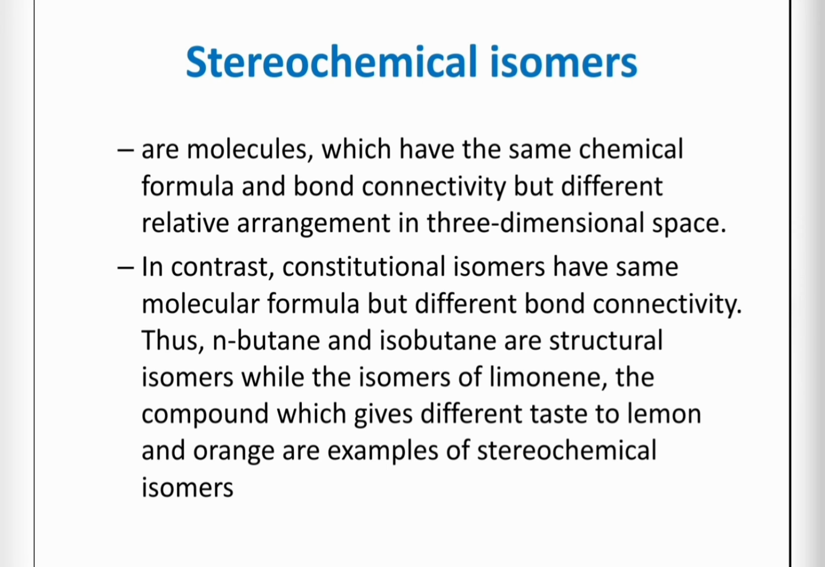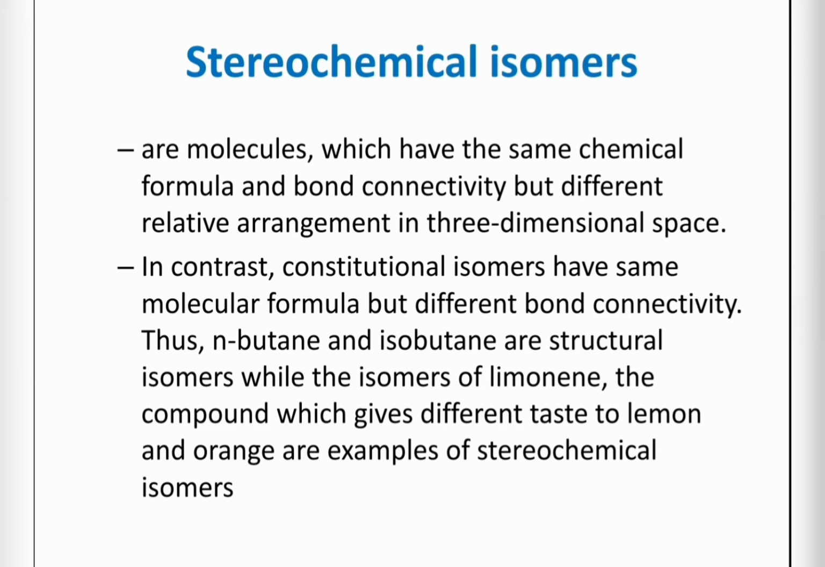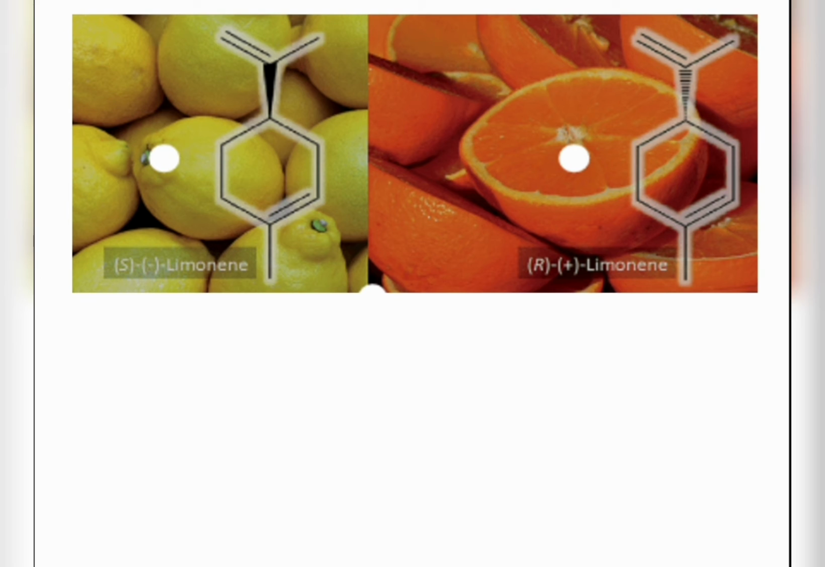In contrast, constitutional isomers have the same molecular formula but different bond connectivity. For example, n-butane and isobutane we can call structural isomers, whereas the isomers of limonene, the compound which gives different taste to lemon and orange, are examples of stereochemical isomers. Plus limonene gives the orange taste, whereas minus limonene gives the lemony taste.